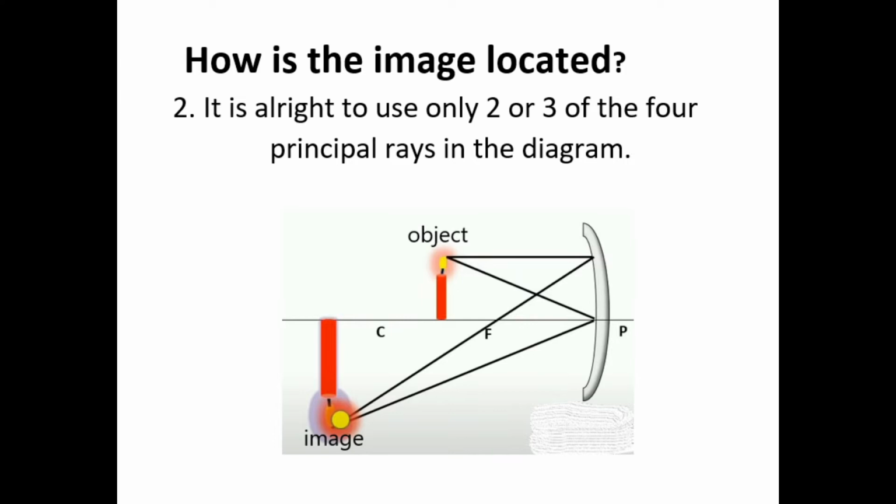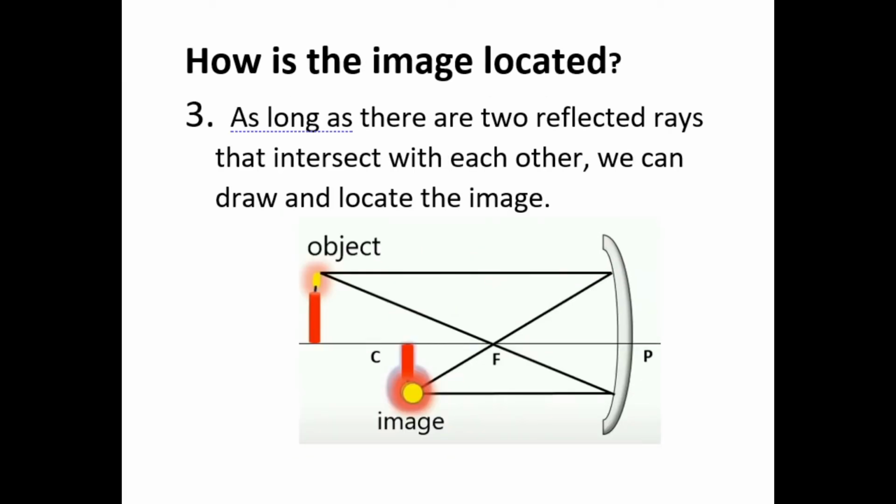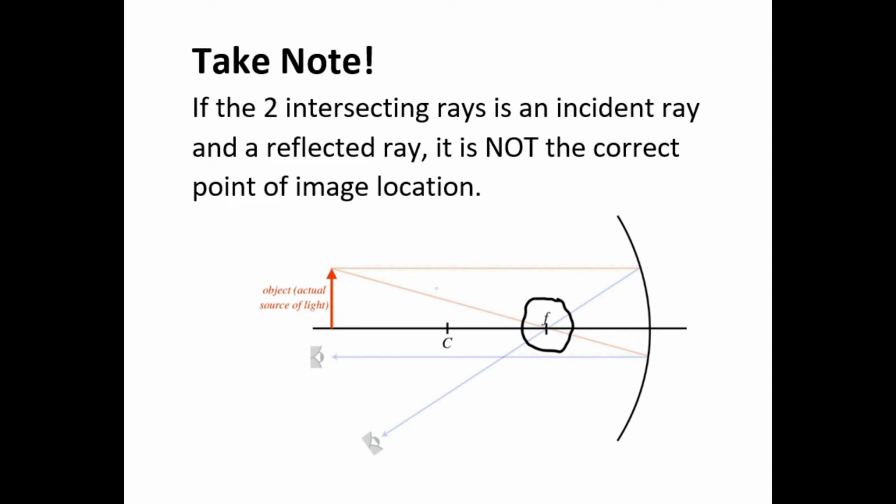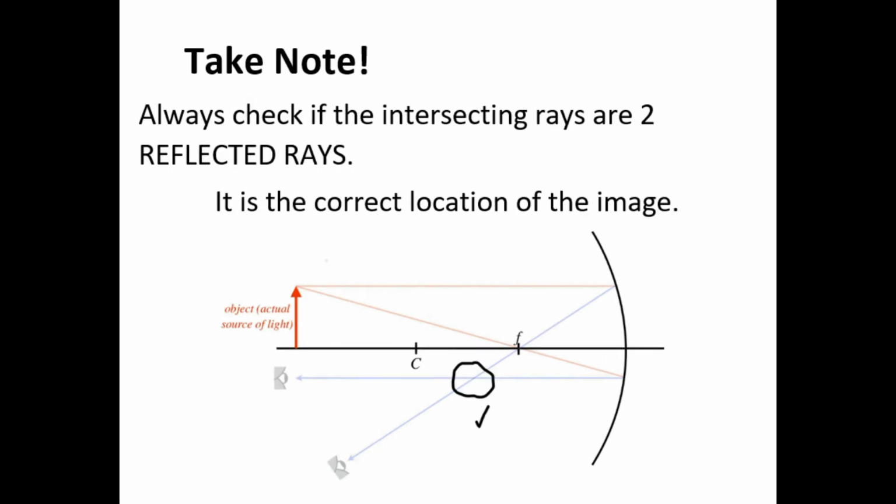It is alright to use only 2 or 3 of the 4 principal rays in the diagram, as long as there are 2 reflected rays that intersect or meet. Then you can draw and locate the image. Take note, if the 2 intersecting rays are an incident ray and a reflected ray, it is not the correct point of image location. Always check if the intersecting rays are 2 reflected rays. Then it is the correct location of the image.